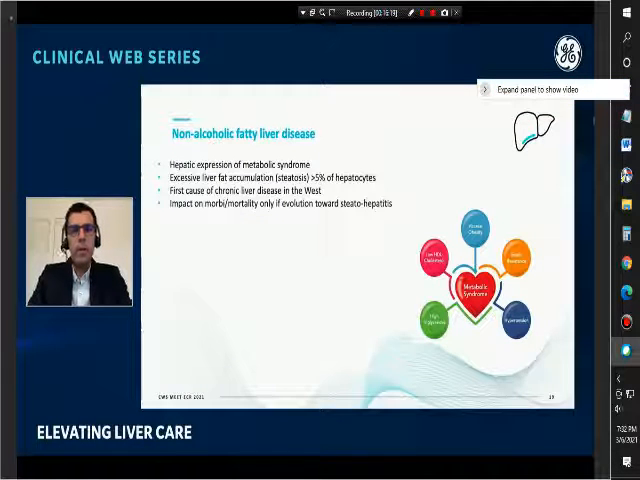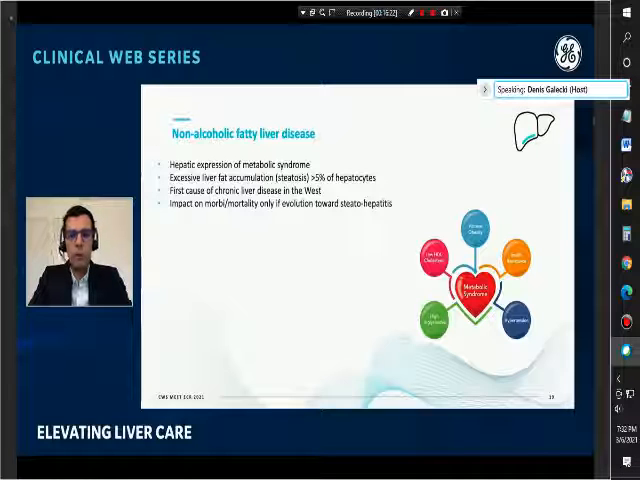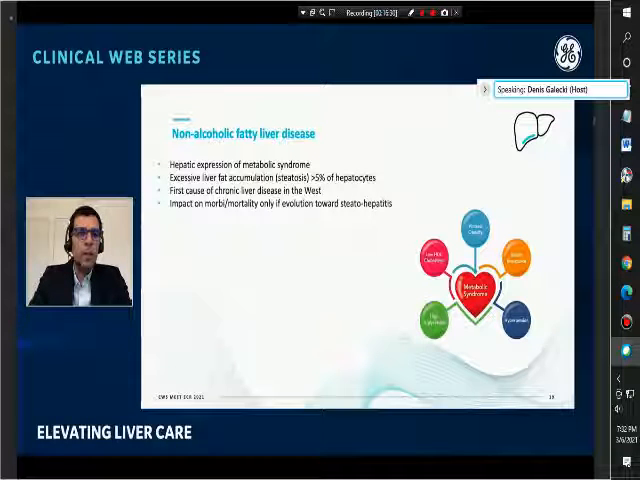To understand the importance of the quantification of the liver fat content, we have to take insight into non-alcoholic fatty liver disease. This disease is a hepatic expression of metabolic syndrome, represented by an excessive liver fat accumulation of more than 5% within the hepatocytes. This disease is clearly the future of pathology, being the first cause of chronic liver diseases now in the West.